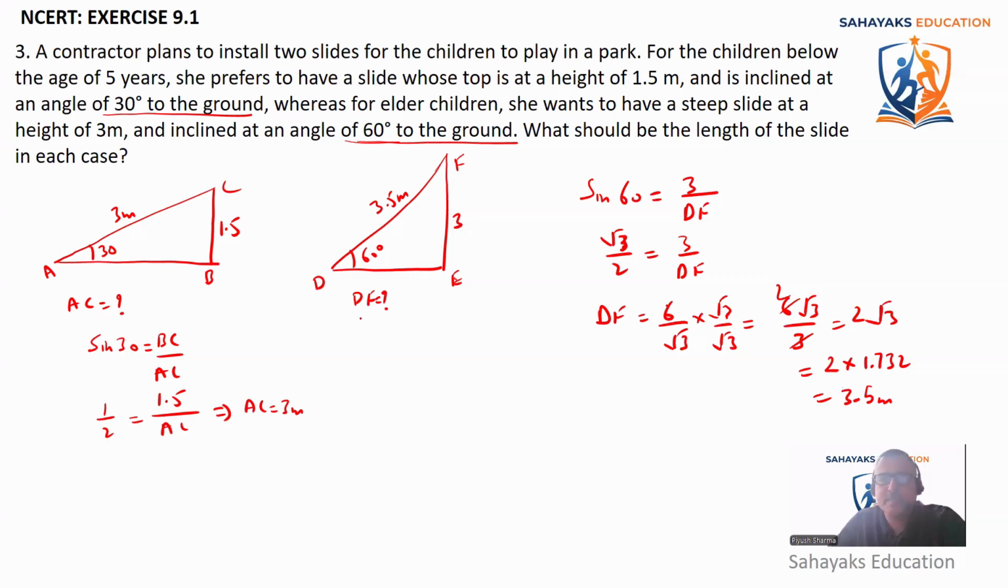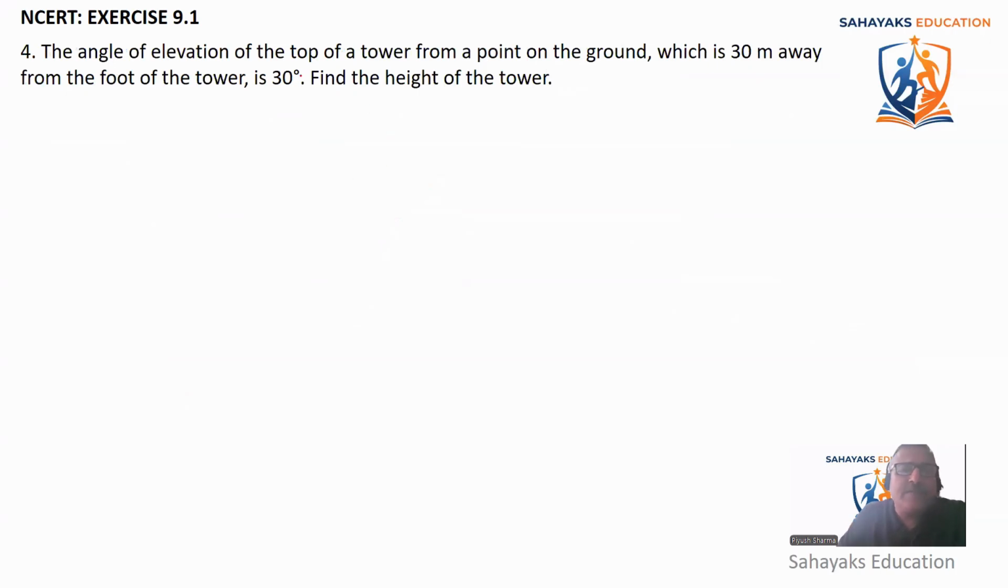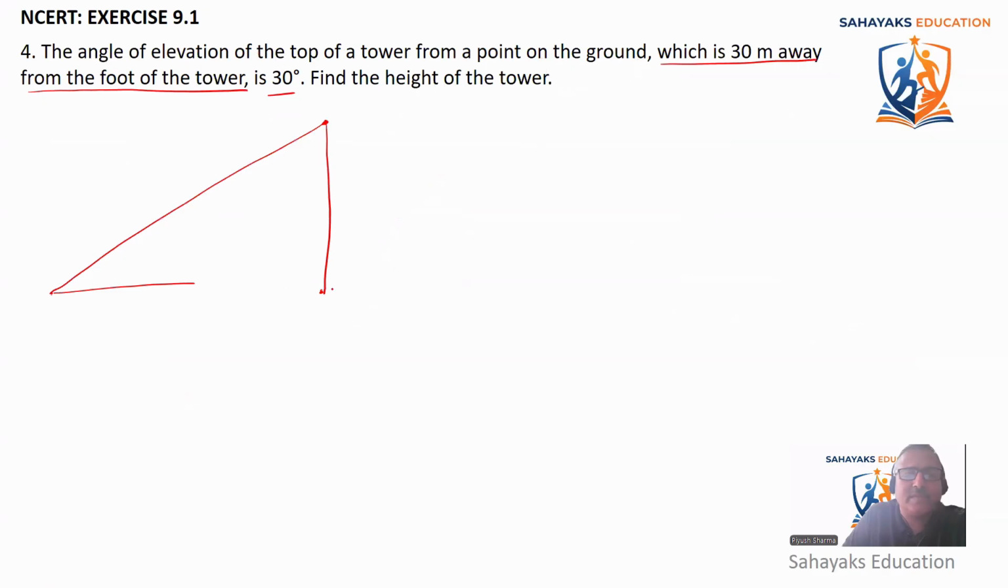Okay, so coming to the next question. The angle of elevation of the top of a tower from a point on the ground, which is 30 meter away from the foot of the tower, is 30 degree. So there is a big tower. The angle of elevation of the top of the tower from a point on the ground, this is the point on the ground. From here, the angle of inclination of the tower is 30 degrees.